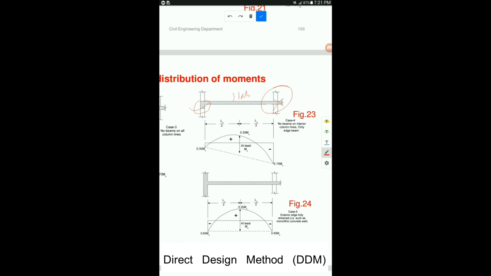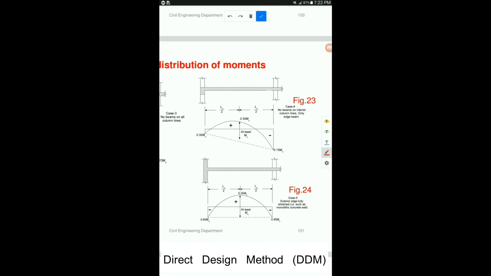The coefficients are the same. This is for location 1, location 2, location 3, and for the typical location moments, you are going to use 0.65 of M naught and 0.35 of M naught. So it's clear. This is the fourth case. The slab is resting on a rigid wall at the exterior face, and for the interior support, the slab is resting directly on columns. So the coefficients are this one.